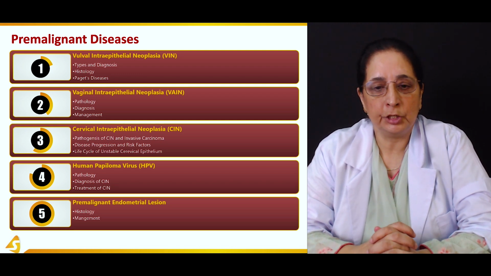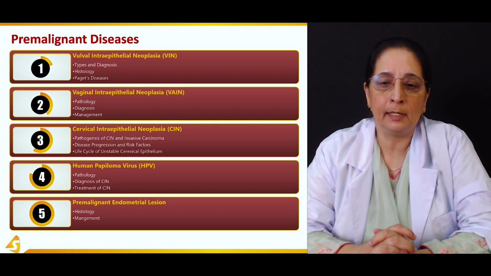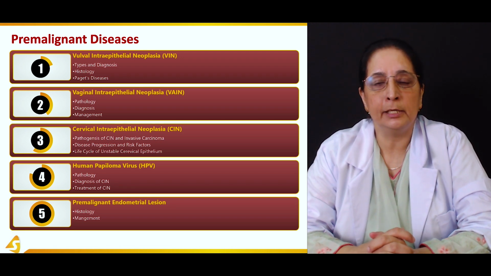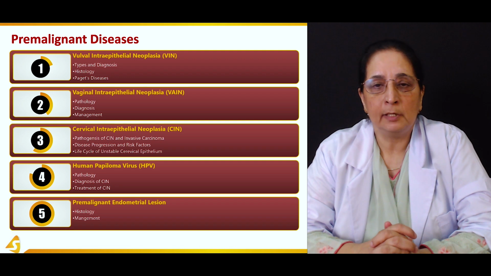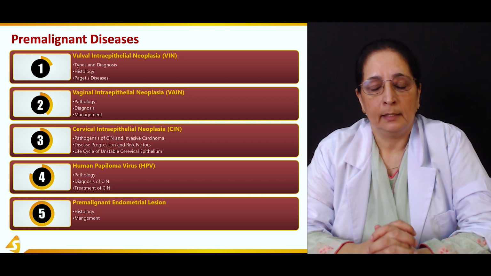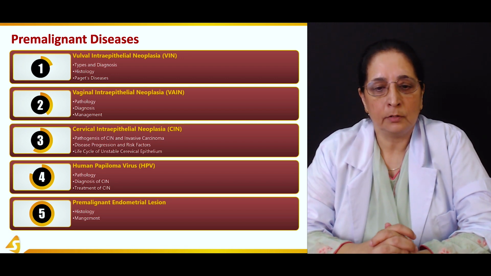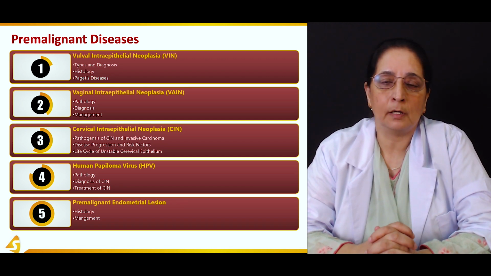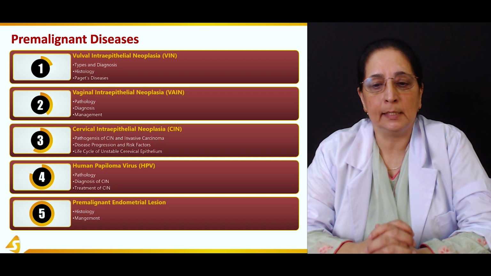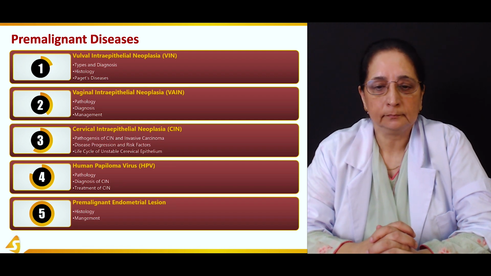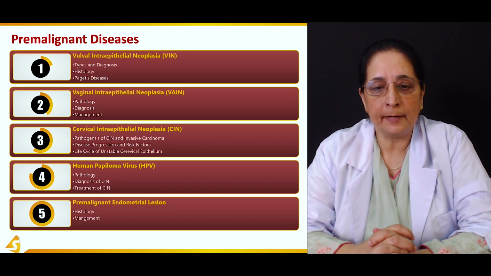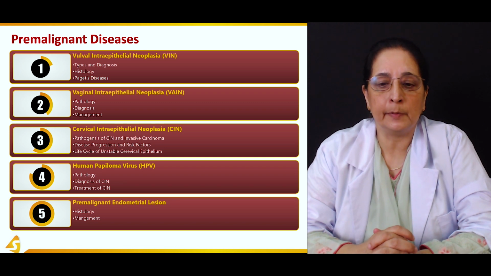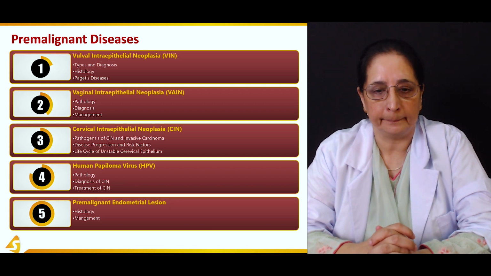In the third section, we will talk about cervical intraepithelial neoplasia. In this, we will talk about pathogenesis and invasive carcinoma. In this section, we will also talk about disease progression and risk factors for cervical intraepithelial neoplasia, and also what's the life cycle of unstable cervical epithelium.